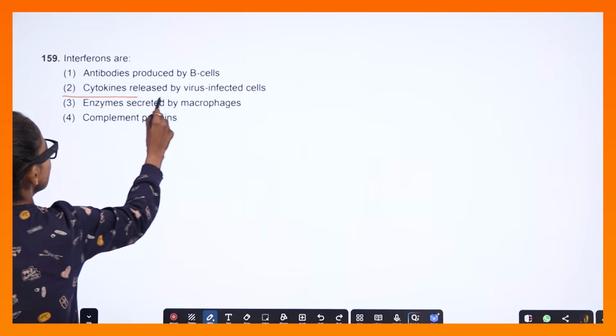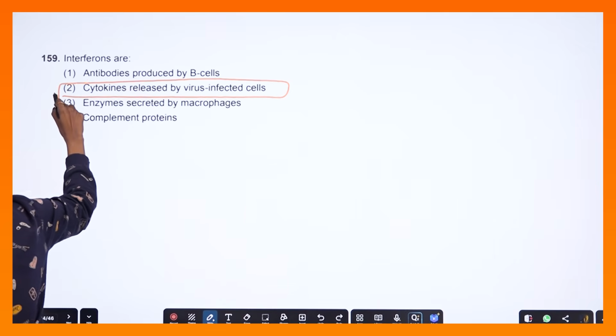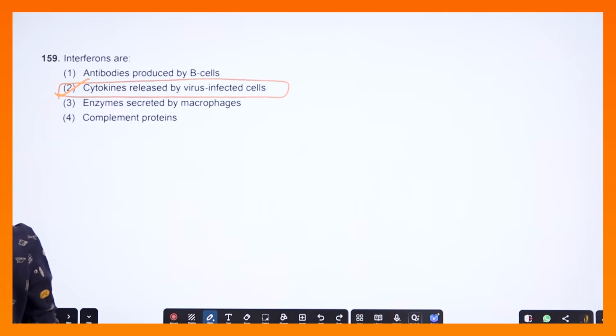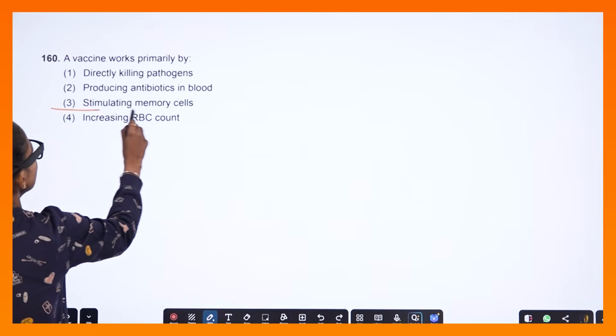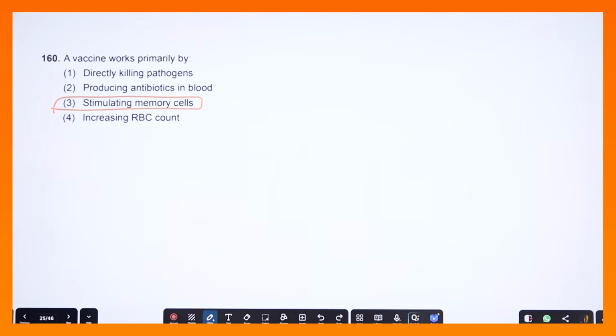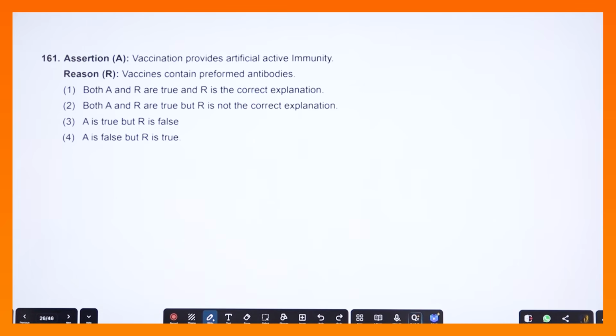Let's see. Interferons are cytokines released by virus infected cells. This you very well know. Let's move on. Okay, stimulating memory cells. Correct? Vaccines. That's the funda. Okay.